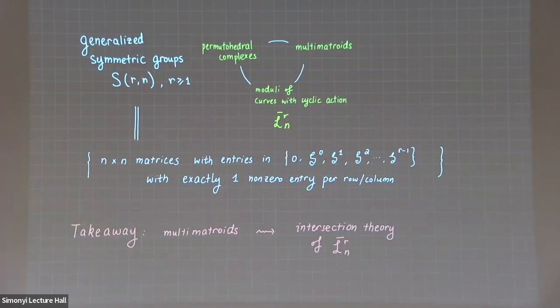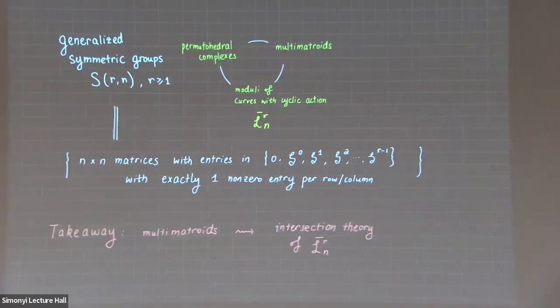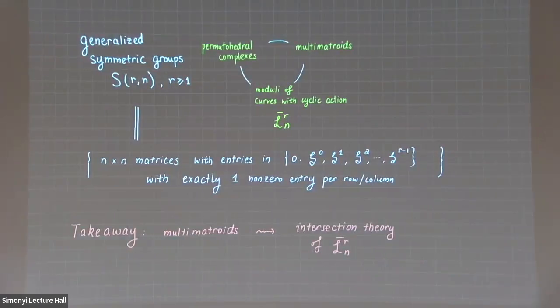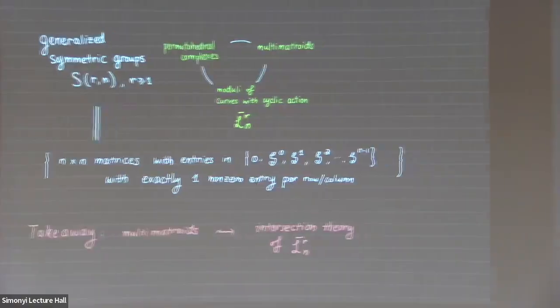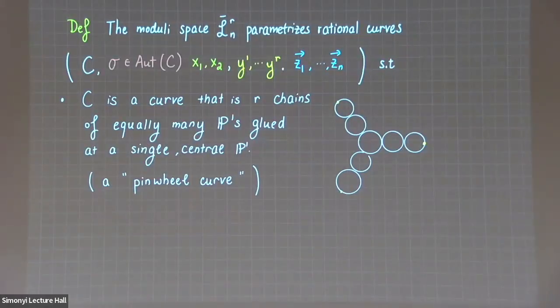And the takeaway of this series of work is that multimatroids indeed inform us about intersection theory of this moduli space, L_R^N bar. So I guess I'm trying to say that the goal of this talk is to try to convince you that multimatroids inform you about intersection theory. So let me tell you what the moduli space is.